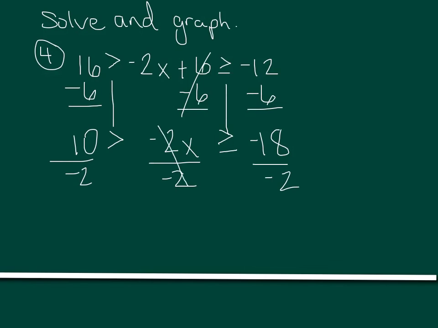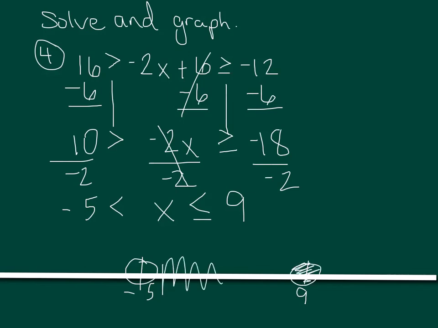So 10 divided by -2 is -5. I'm going to change that greater than sign to a less than sign because I divided by a negative. So you have x, less than or equal to 9. Okay, x is by itself. If you look, x is between -5 and 9, or x is greater than -5 and less than or equal to 9. So I put my -5, I put my 9. It does not equal -5, so it's open. It does equal 9, so it's closed, and we shade in between.